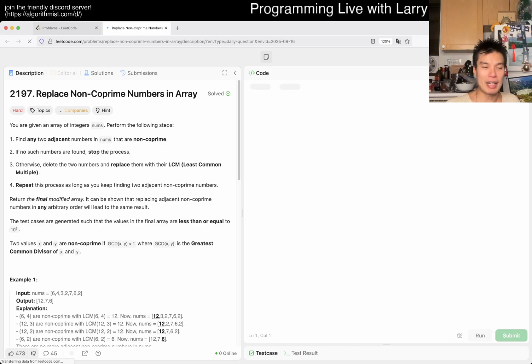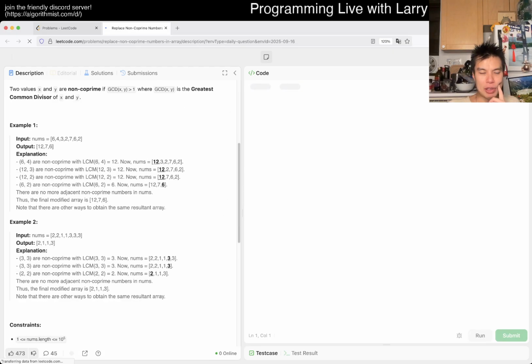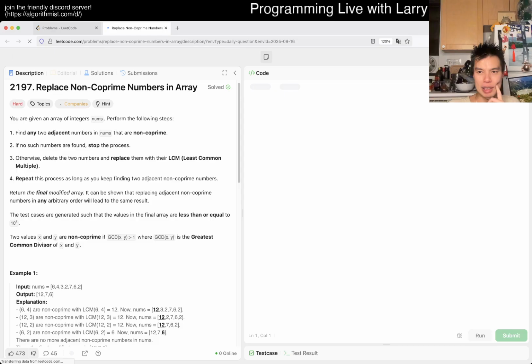Yeah, let's go. Today we have 2197, Replace Non-Coprime Numbers in Array. You're given an array of integers nums. Perform the following steps. Find any two adjacent numbers in nums that are non-coprime. What is coprime? We'll read it later. If no such numbers are found, stop the process. Otherwise, delete the two numbers and replace them with their LCM. Repeat this as long as you can. Return the final modified array. It can be shown that replacing adjacent non-coprime numbers in any arbitrary order will lead to the same result. Okay, so you have to find two numbers and then just keep on doing this operation.